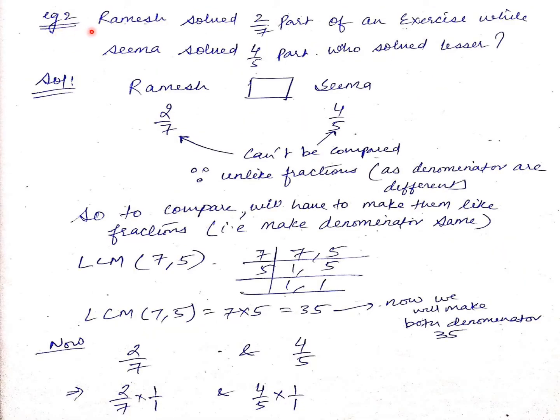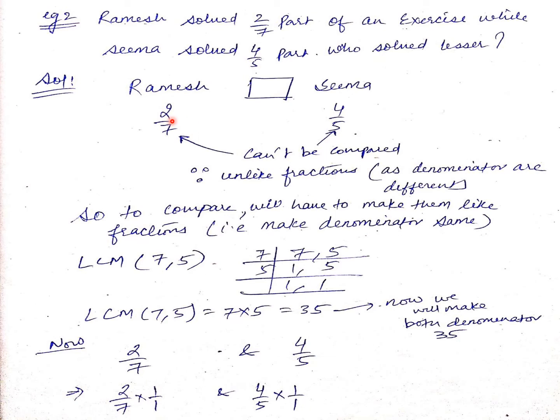Example number 2. Ramesh solved 2 by 7 part of an exercise while Seema solved 4 upon 5 part. Who solved lesser? So the question is saying there are two students, Ramesh and Seema. They are solving the same exercise. Ramesh solved 2 by 7 part of that exercise and Seema solved 4 by 5 part of that exercise. It is asking who solved lesser. So I have written like this: Ramesh, below him his contribution, that is 2 by 7 that he has done, and Seema 4 upon 5.